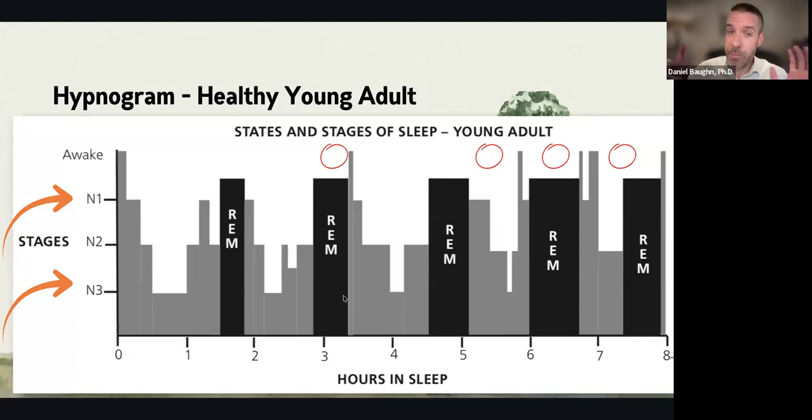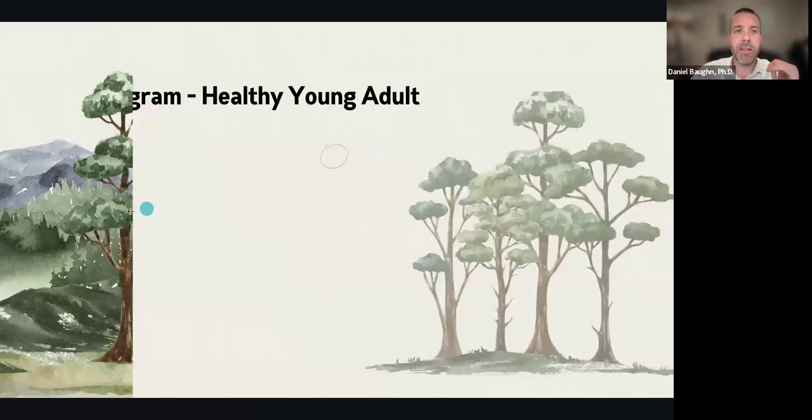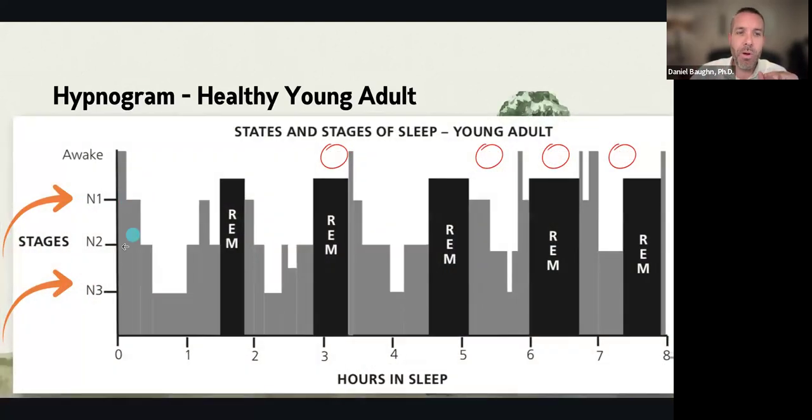What you have in front of you is a hypnogram, which is really just a graphical representation of a healthy young adult's sleep. You read the hypnogram from top to bottom and then left to right. Top to bottom, you have your stages of awake. This is where the orange arrows are on the side over here. And then it goes from awake to N1, or stage one sleep, right here. Go from N1 to N2 to N3.